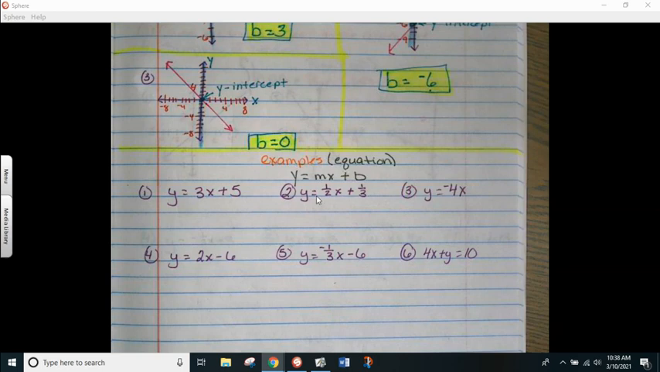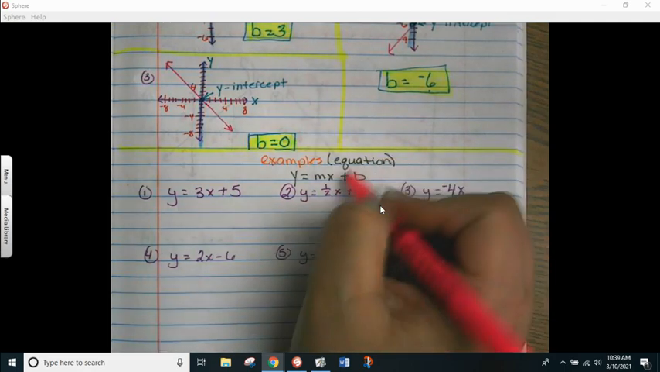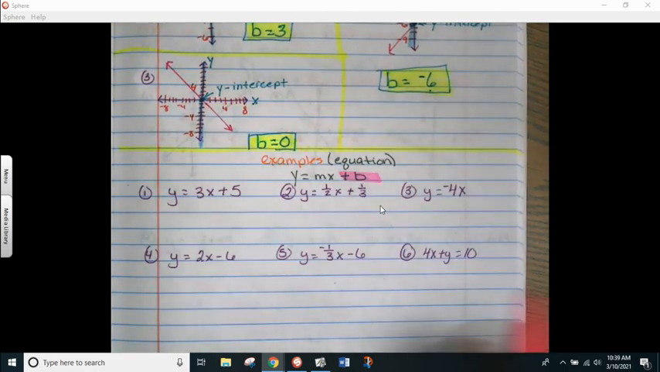So now we're going to do the equation. So here's my equation. It has to be written as y by itself, then the equal sign, mx plus b. If it says minus b, we're going to have to change it, but it has to say plus b. And that's where we're going to find our y-intercept. So take a look at the first one. We have y equals 3x plus 5.